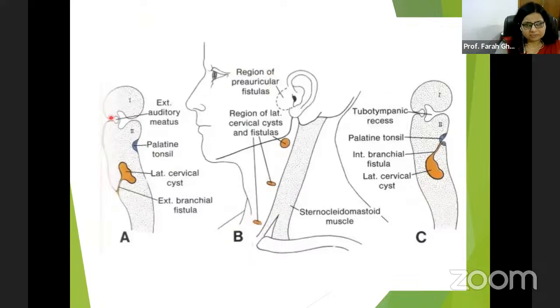This is a bigger picture where you can make out how the sternocleidomastoid muscle is there and how the cysts are there along the anterior border near the angle of the mandible. And when you come to talk about the internal branchial fistula, it is in the region of the tonsil, and this is the internal branchial fistula opening into the region of the tonsil. This one is the external branchial fistula, which has its opening on the outside in the region of the neck only.